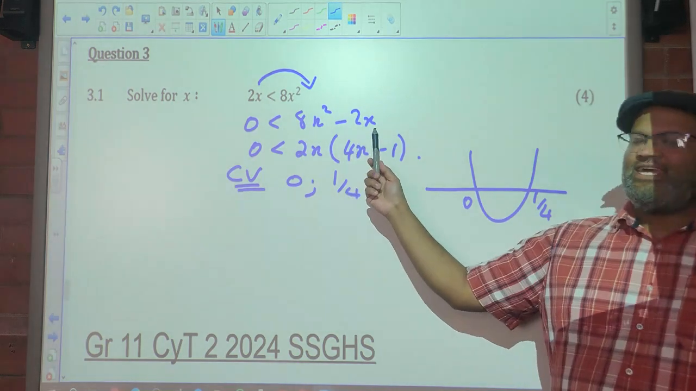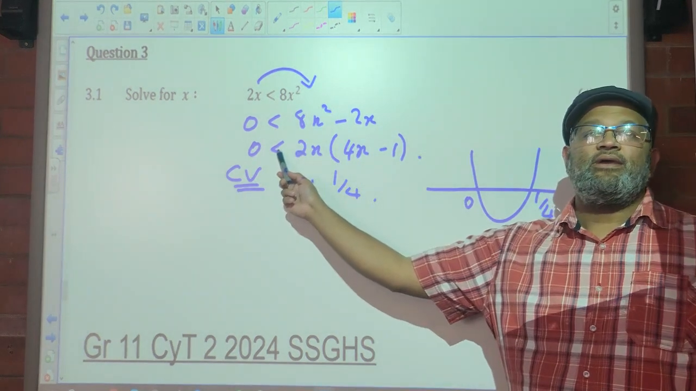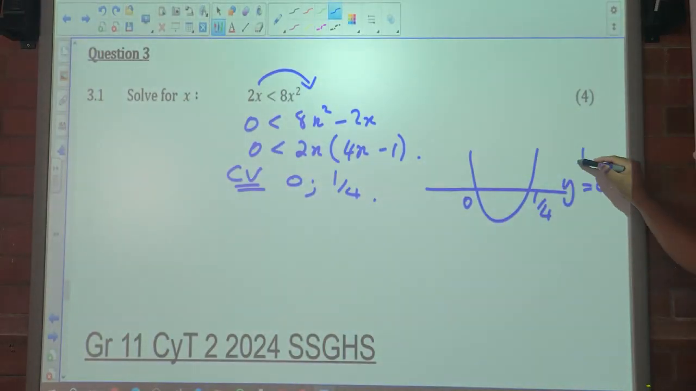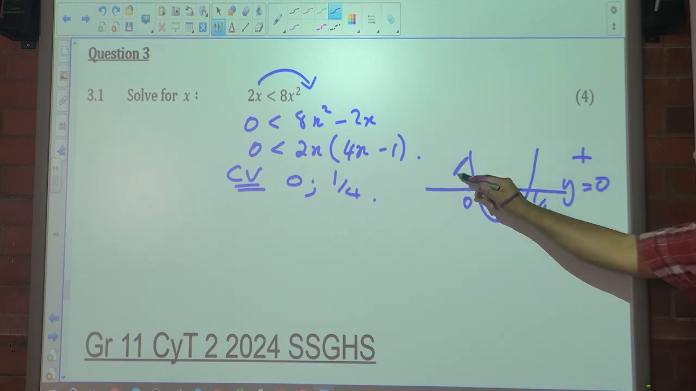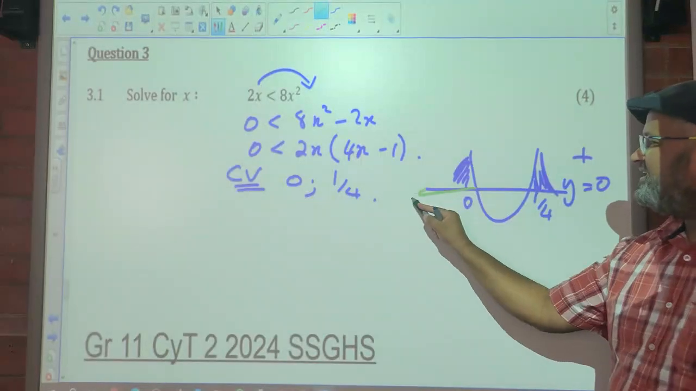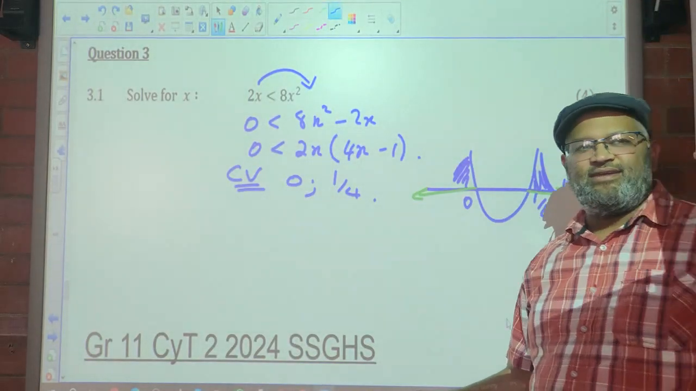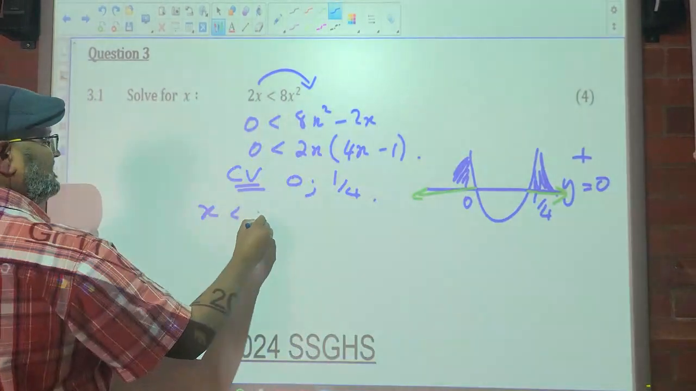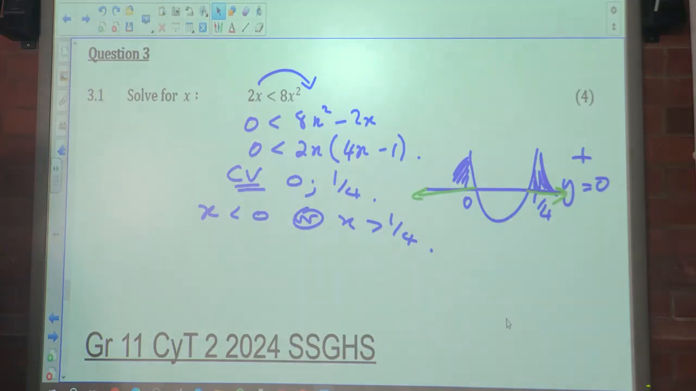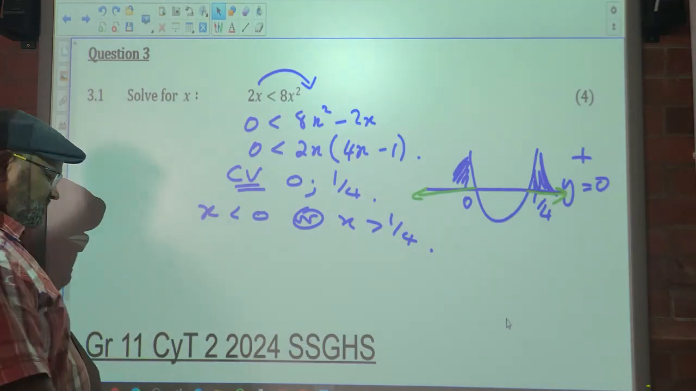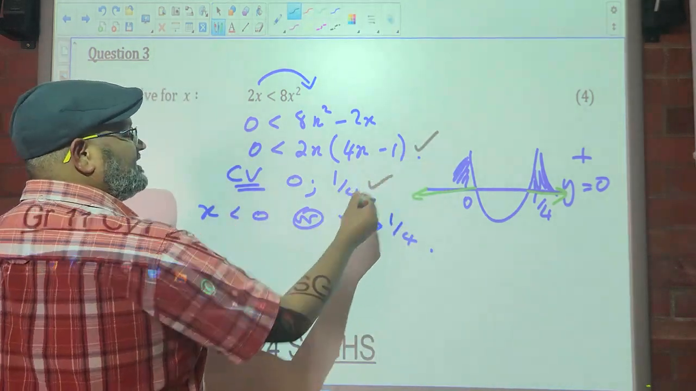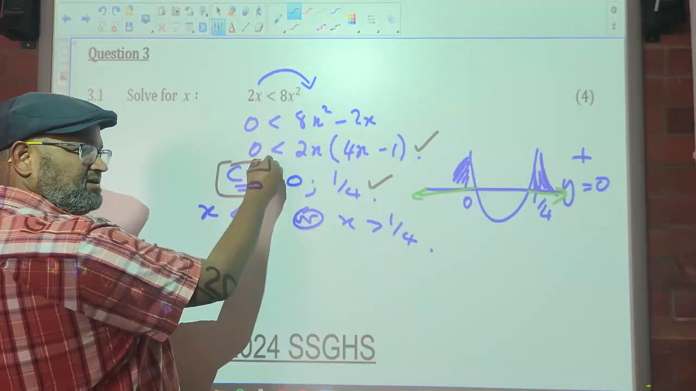What does this tell us? The function must be greater than 0, which means to say it must be positive. So it's above here, above the line. So what do we say? X must be less than 0 or it must be more than a quarter. This is how we mark it, no? We get 1 here, 1 there, critical values. You must have critical values here.